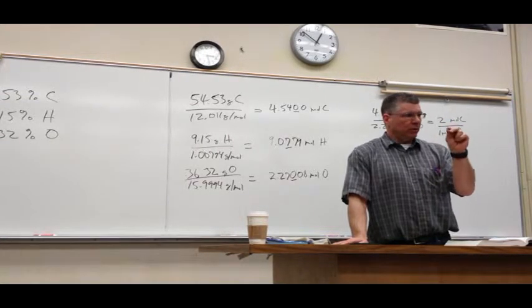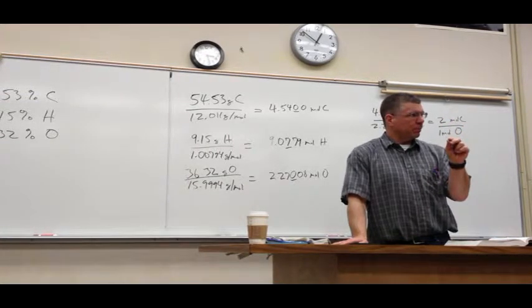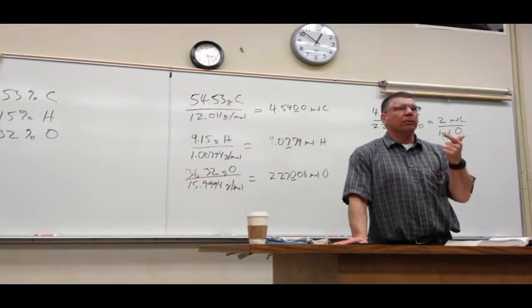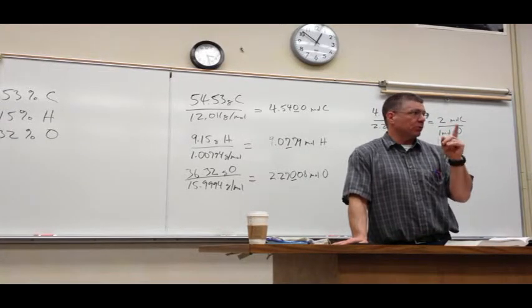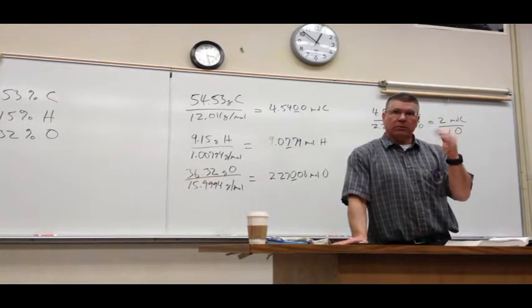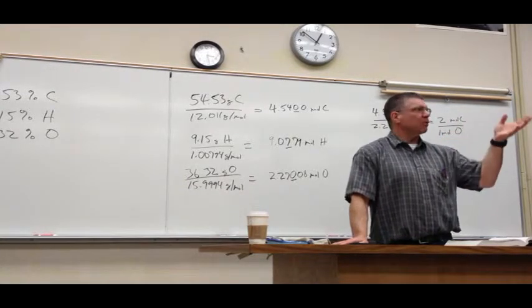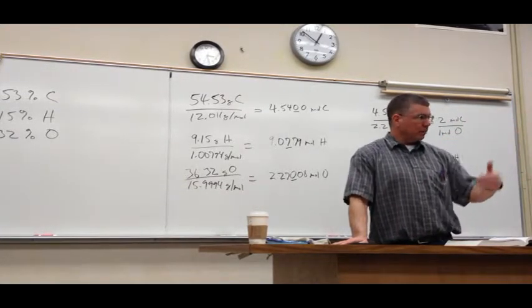Count the number of electron groups on the central atom. And remember, an electron group is either a lone pair or a bond. It doesn't matter. A double bond is just one electron group. A triple bond is just one electron group, right? So count the electron groups, lone pairs and bonds.